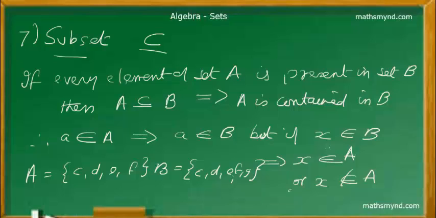Set A contains 4 English letters c, d, e, f. That's 4 elements. B contains 5 elements. So A is of course a subset of B, but you can see that B contains one more element than A.